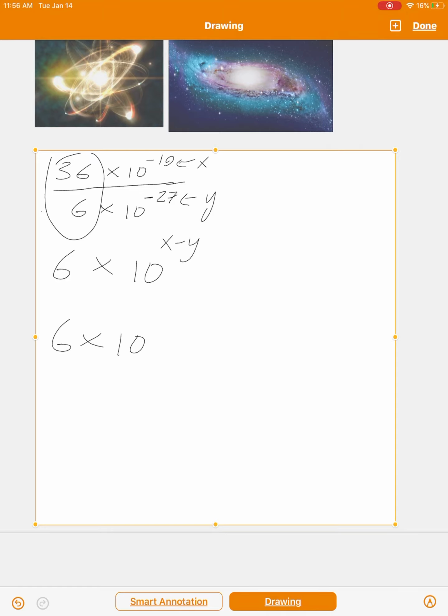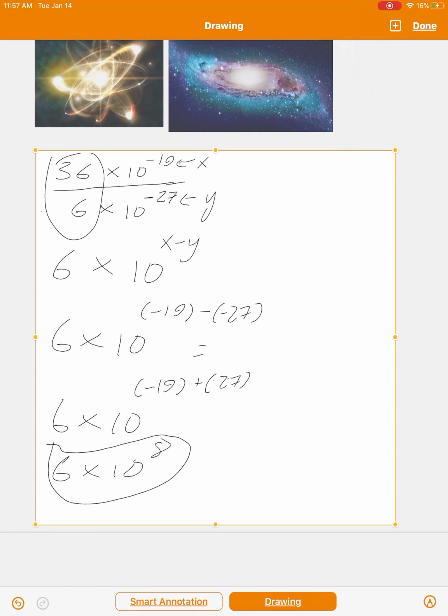I made these numbers negative just to complicate things. Minus 19 minus 27, right? If you are subtracting a negative number, that's like adding a positive number. So this would be 6 times 10 to the minus 19 plus 27. Right? Minus and minus is plus. So now minus 19 plus 27, that would be plus 8, right? Because 27 minus 19 is 8. So 6 times 10 to the 8th, and there's our answer.